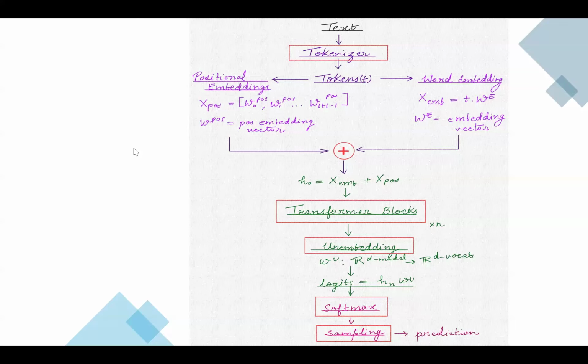I have a question, if I may. If we disregard batch size for now, the H0 vector is going to be the number of tokens, the sequence length, multiplied by D model, the embedding dimension. And at the end, the logits are equal to Hn times WV. Then the output is again going to be the number of tokens as the number of rows, and the number of columns will be the dimensionality of the model.